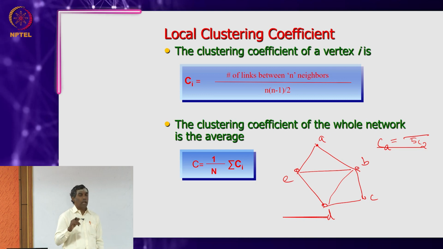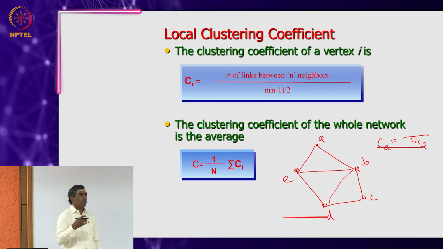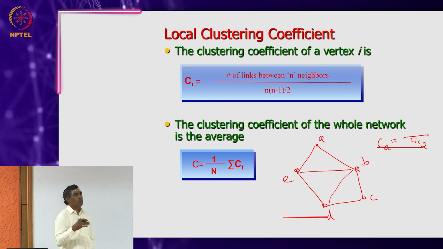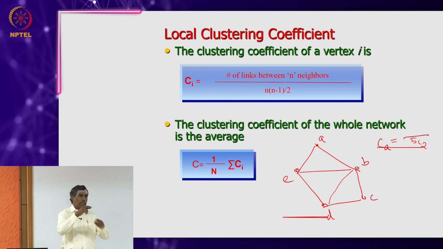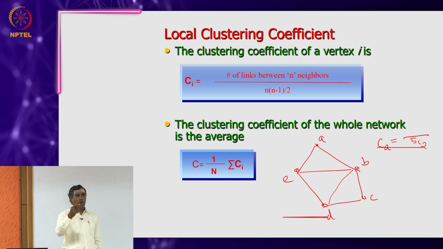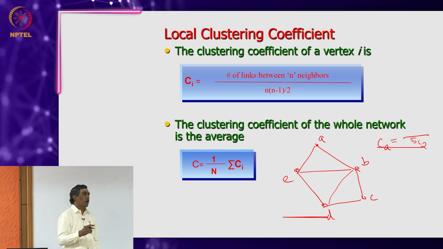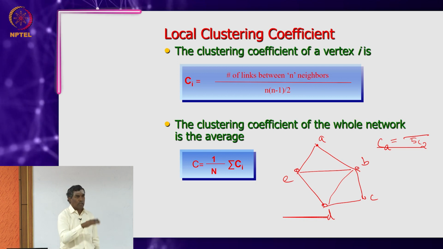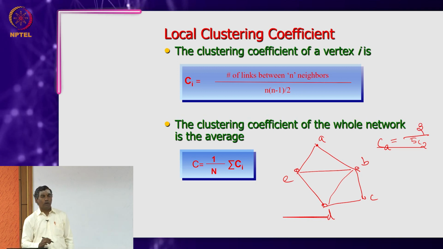How many neighbors for A? What are the neighbors? When I say neighbors of A, I include A itself as a close neighbor. So there are A, B, E. Among these, how many links? You have A-B, A-E, and then B-E. So how many links between these three? Okay, so 3.